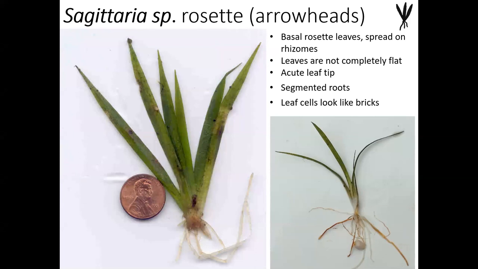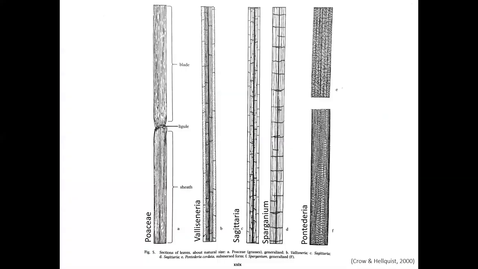And in the next slide, we have a drawing from Crow and Hellquist, in which you can see the cell structure. So the second image is of Vallisneria. Near that midrib, you can see those lacunar cells, those large empty cells. And then Sagittaria, or the third image to the left, has those large cells that are more brick-like.